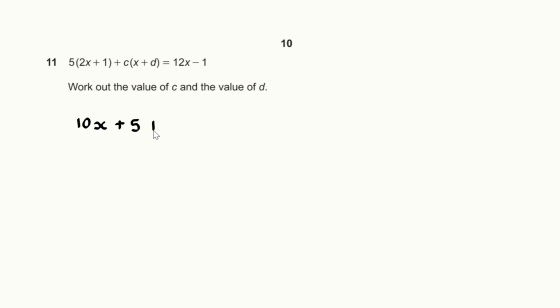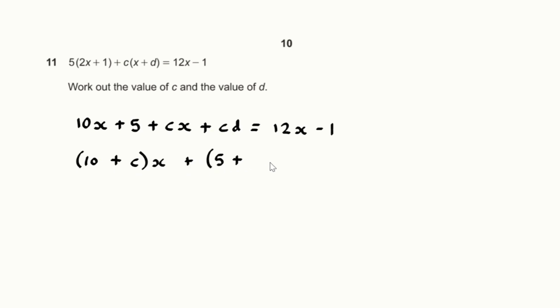C times by x is cx. C times by d is cd. This is equal to 12x minus 1. So in terms of the x's, we've got 10 plus c of them. And in terms of the numbers, we've got 5 plus cd of them. And this is the same as 12x minus 1.